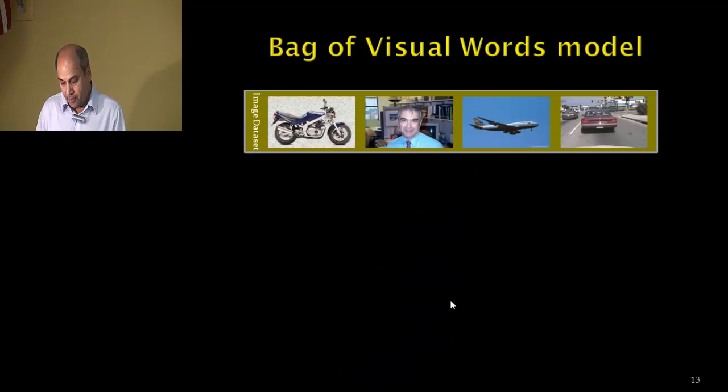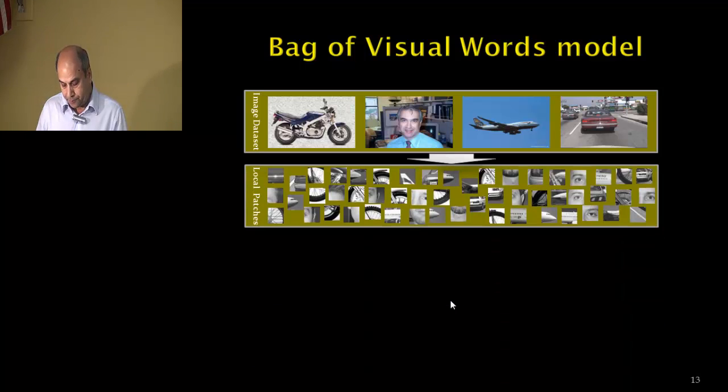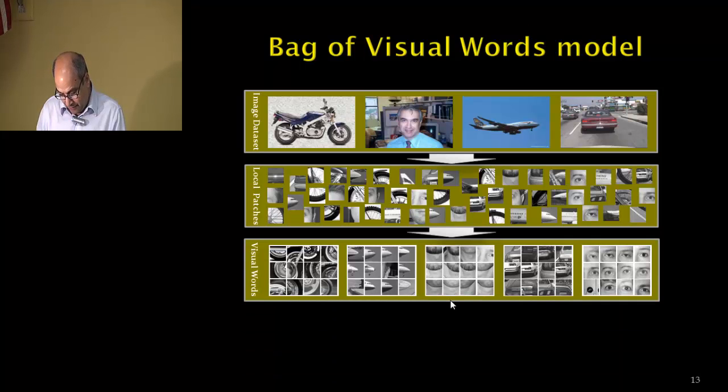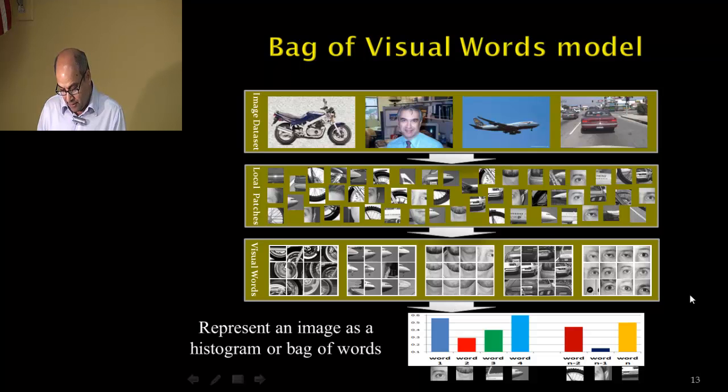So therefore, we'll take an image like this. We will get patches, and then we will get these words from these images, and now we can represent an image in terms of a histogram of these words. It's now similar to how we are representing the document in terms of a histogram of words, which is very nice, and actually it works very well.